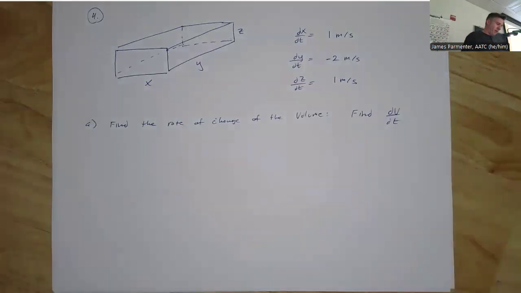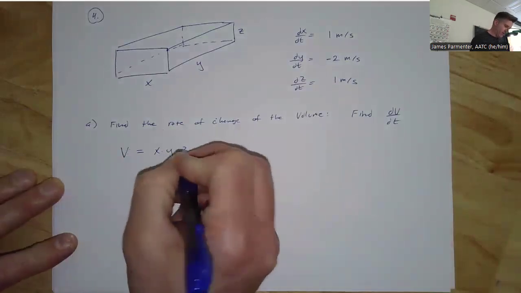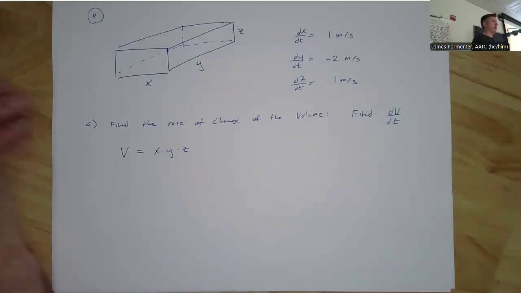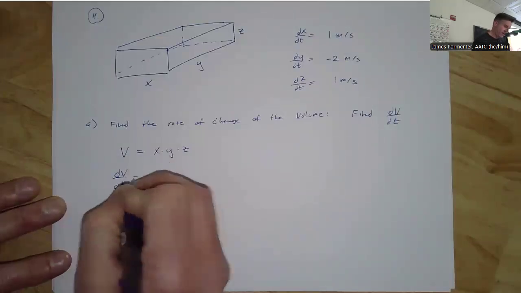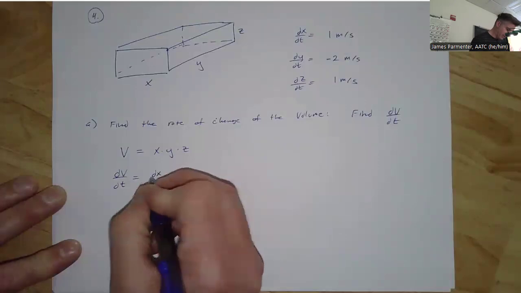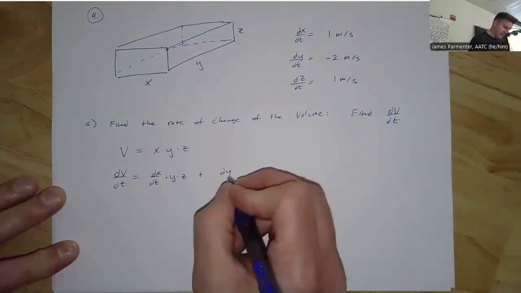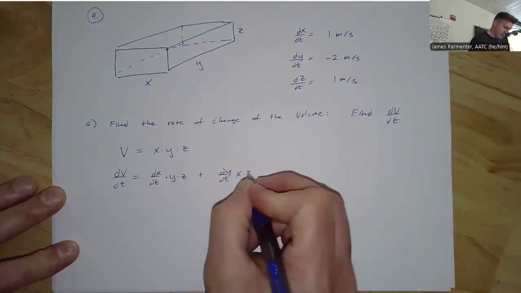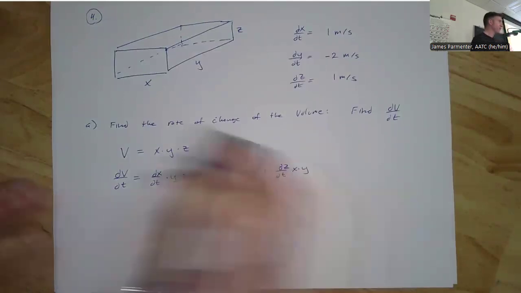So here it's just the volume of a box, which is not too terrible. It's x times y times z. And now to take the derivative of both sides, we're going to have to use the triple product rule. On the left-hand side, we're going to get dV/dt. On the right-hand side, it's always just one derivative multiplied by everything else not derivative. So we're going to get a dx/dt times y times z, plus a dy/dt times x times z, plus a dz/dt times x times y.